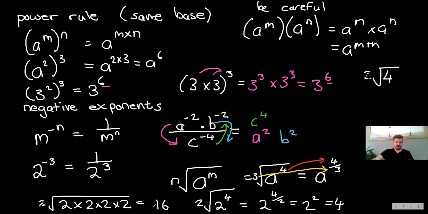Well, we know that the square root of 16 is 4 because 4 times 4 is 16. And so you see we get that same answer there, 4 and 4.